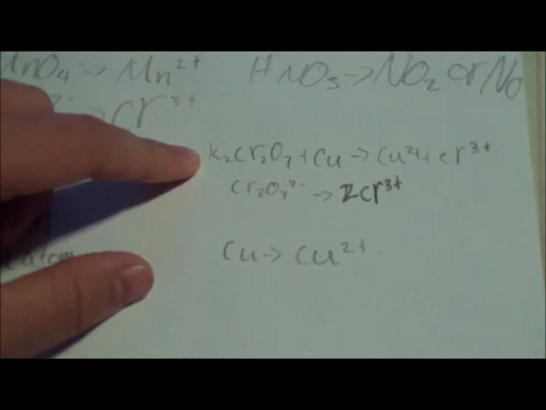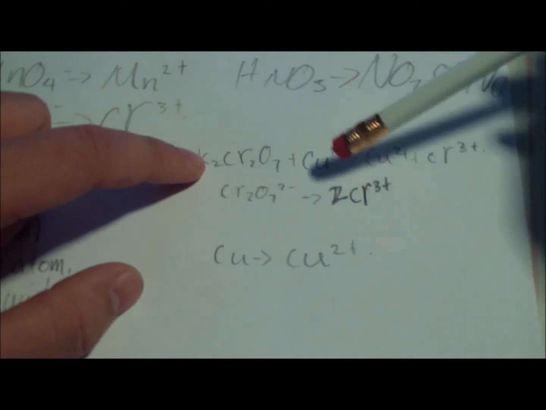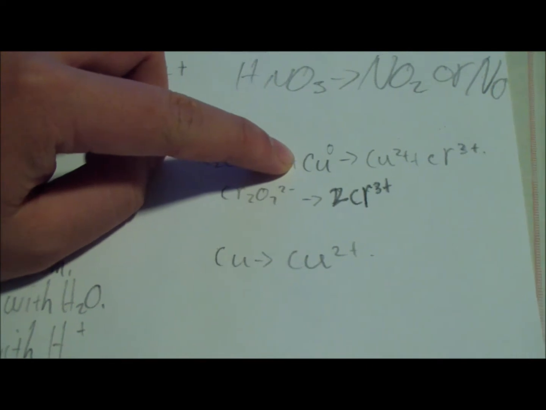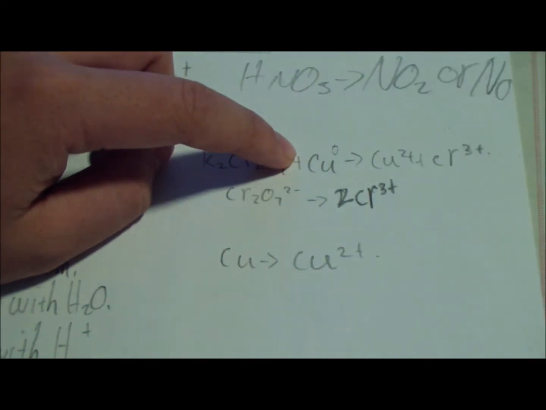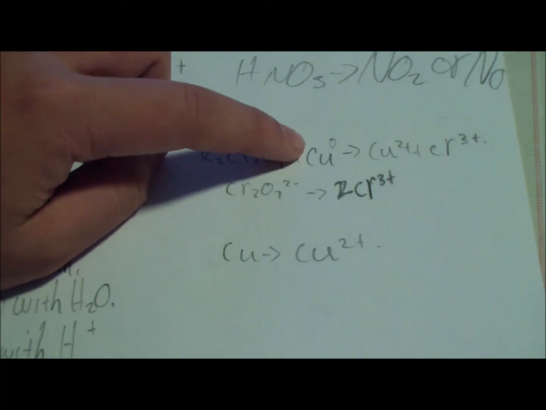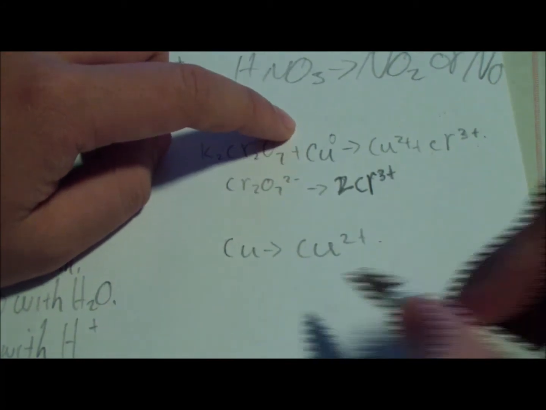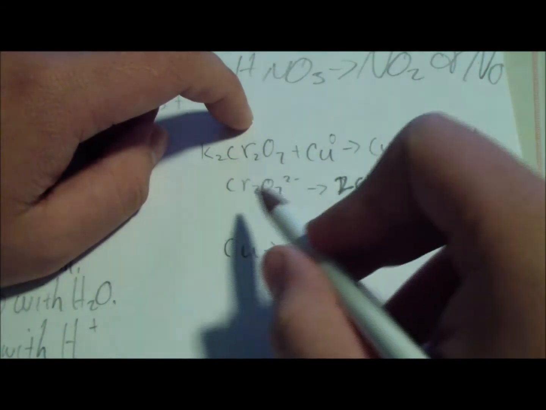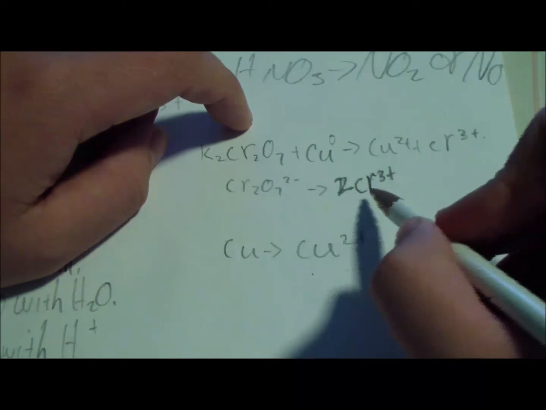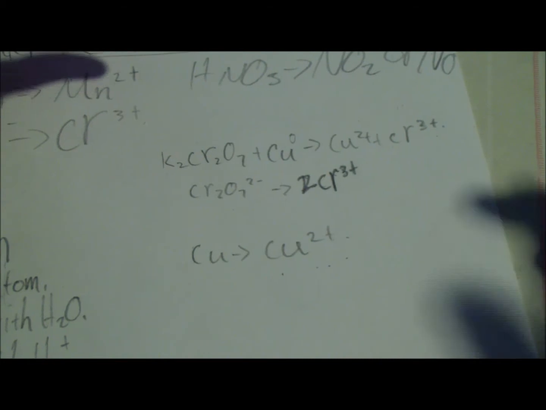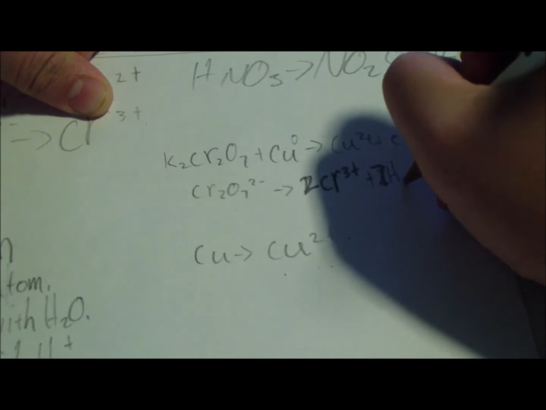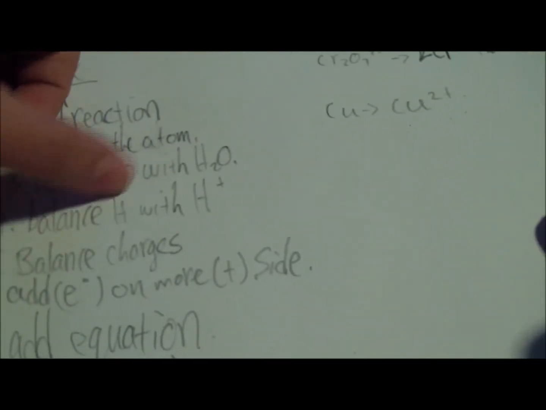So I have K2Cr2O7 plus Cu. The oxidation number of Cu, because it's in elemental state, is 0, so they must undergo a redox reaction, and I know Cu goes to 2 plus. I write the half reactions: Cu goes to Cu2 plus, and Cr2O7 2 minus goes to 2Cr3 plus. Remember the steps: balance oxygen with H2O, so plus 7 H2O. Next, balance hydrogen with H pluses.